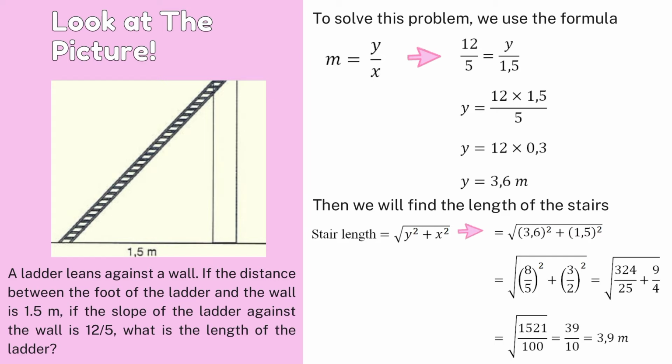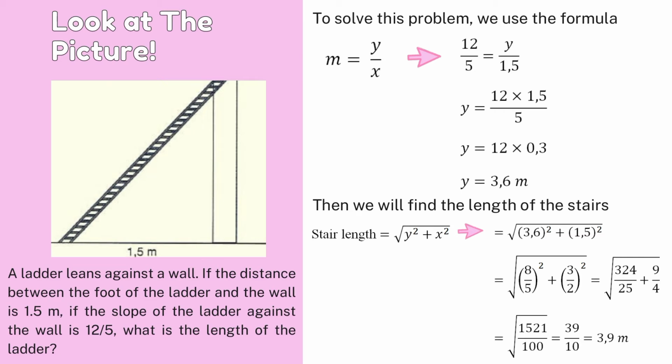m equals y over x equals 12/5 equals y over 1.5. If so, we just need to cross multiply it. y equals 12 times 1.5 over 5. Here we just divide 1.5 by 5, the result is 0.3. Then we multiply 12 by 0.3 and the result becomes 3.6 meters.